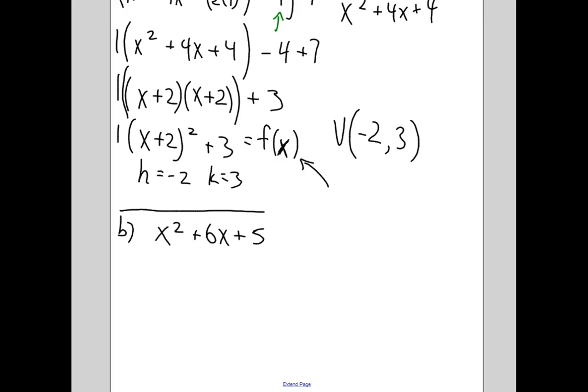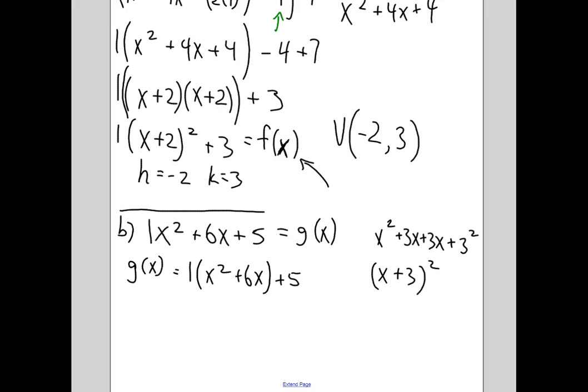Okay, the next one, let's call this our function g of x here. We're going to complete the square again. So here, same leading coefficient of 1. So g of x becomes 1 times (x squared plus 6x), close bracket, plus 5. Now, completing the square, we need to create a perfect square. Before, we created the perfect square x plus 2, all squared. Here, it's going to be x plus 3. Okay, half of 6 is 3.